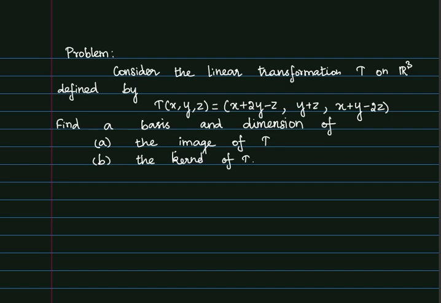In this video we are going to solve the problem. Consider the linear transformation T on R3 defined by T of x, y, z equals x plus 2y minus z, y plus z, x plus y minus 2z. Our aim is to find a basis and dimensions of the image of T and the kernel of T.